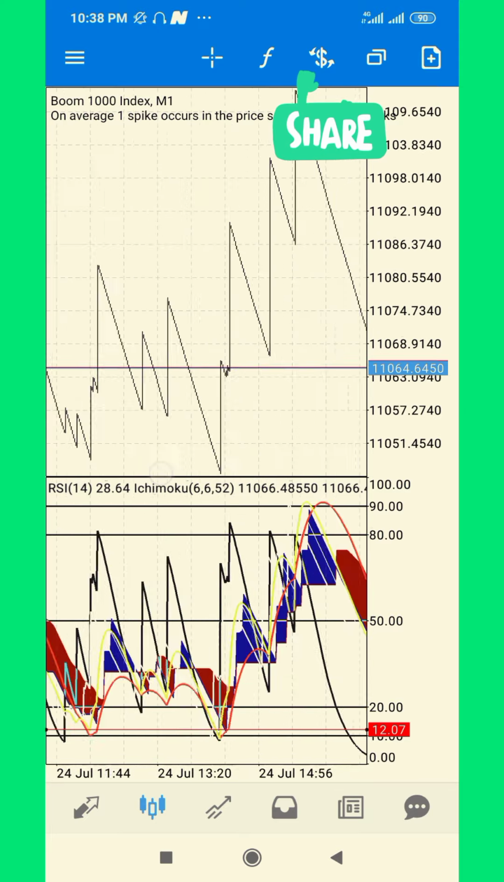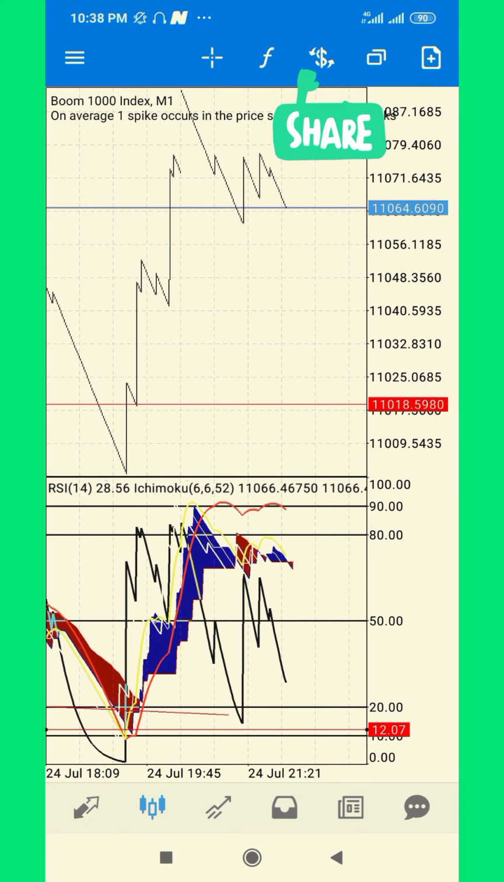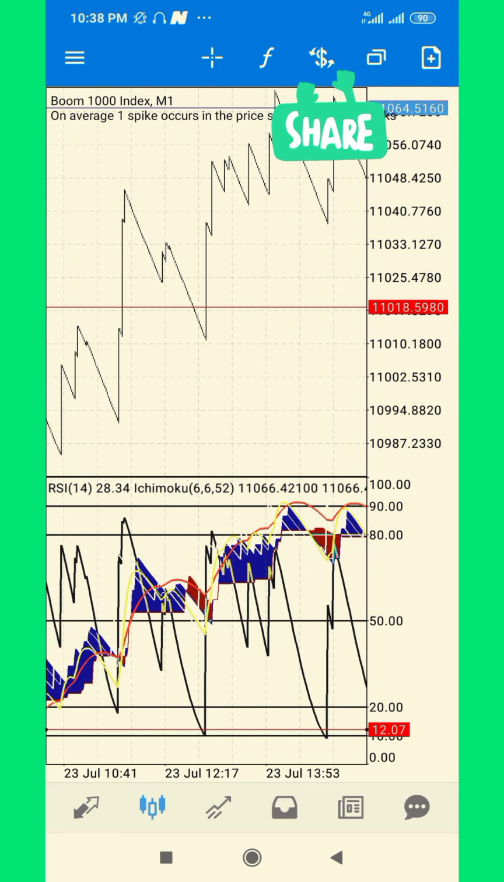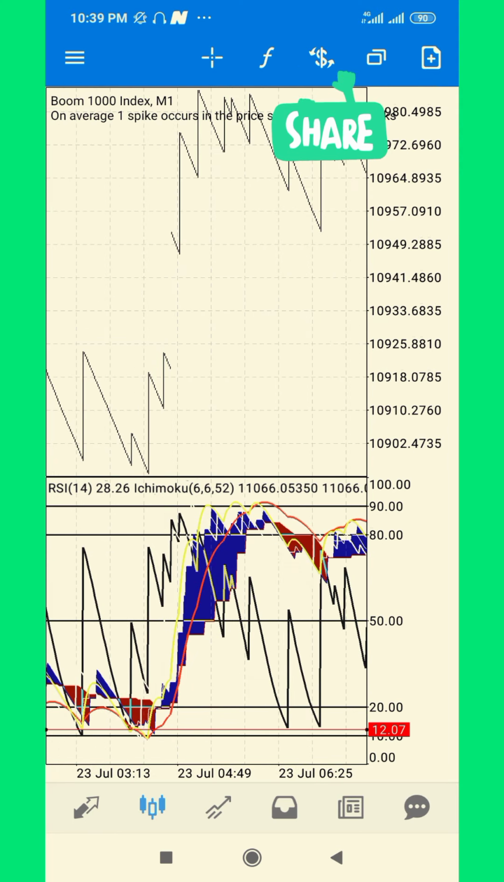Do not be greedy. I'm going to show you how you use it to also trade the market when you are trading Drain. So this indicator is wonderful. It doesn't really fail. It helps you to make money easily.